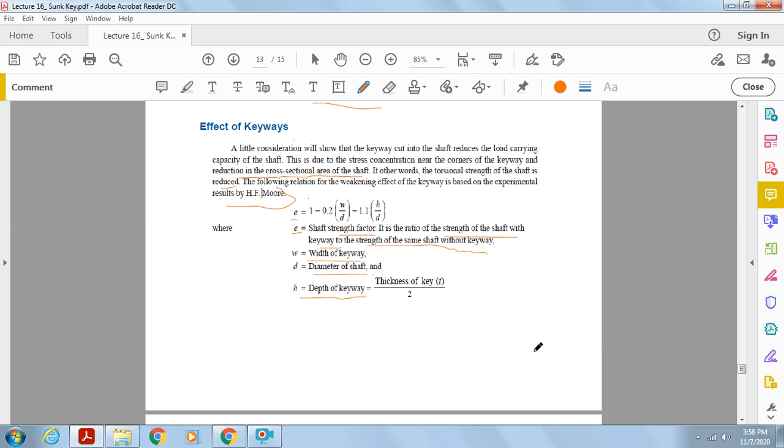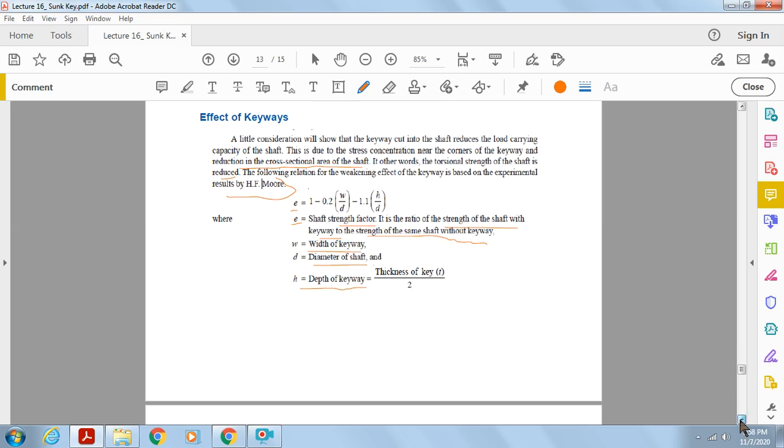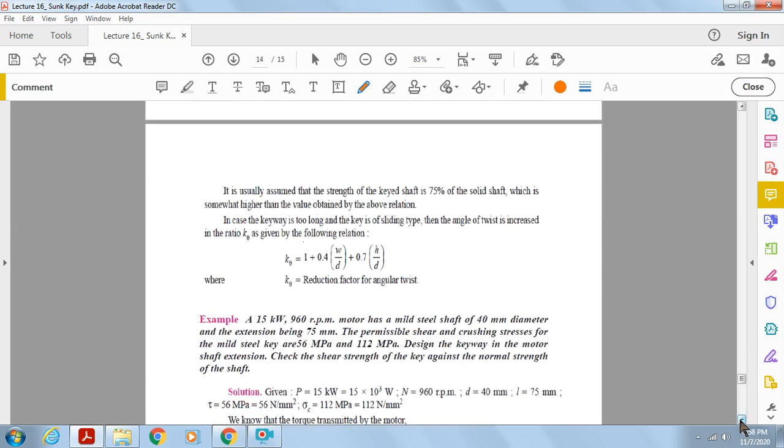Generally it is taken as thickness of the key divided by 2, that is T by 2. It is usually assumed that the strength of the key's shaft is 75% of the solid shaft, which is somewhat higher than the value obtained by the above relation.